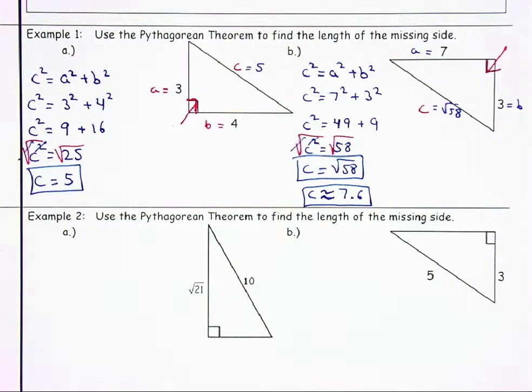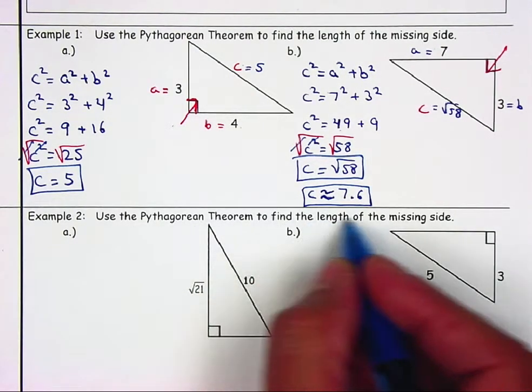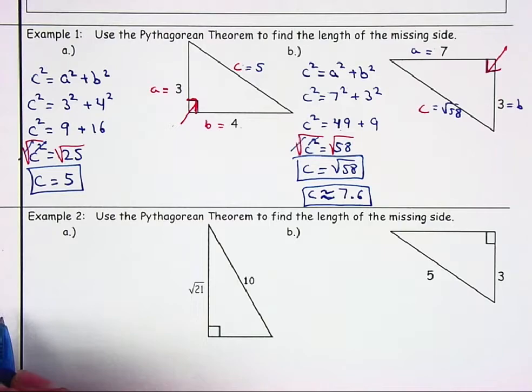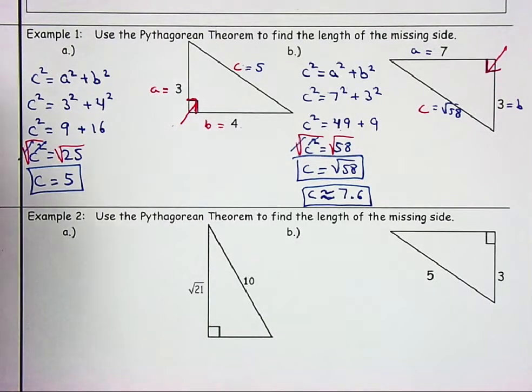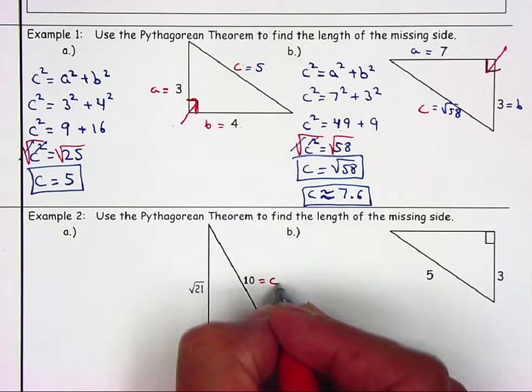Let's go over to example number 2. Use the Pythagorean theorem to find the length of the missing side. First thing I do, I look at my right angle and I place an arrow to indicate that this is the value of C. That is your hypotenuse.